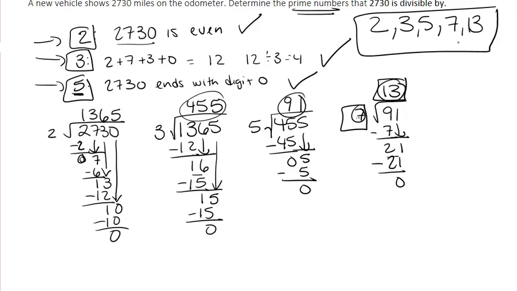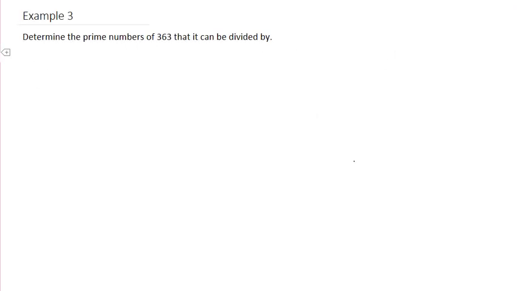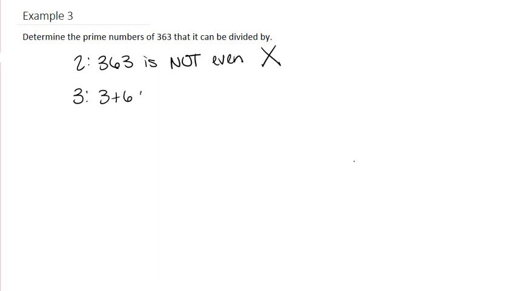So let's look at another example. Now we have to determine the prime numbers of 363. So let's go over our first few numbers. So we have 2. 363 is not even because it doesn't end in an even number. So this does not work. 3: 3 plus 6 plus 3 is equal to 12. And 12 can be divided by 3, as it equals 4. So this is divisible by 3.